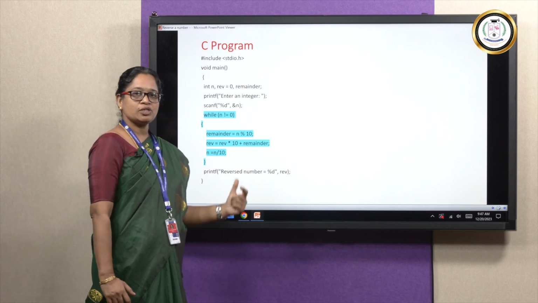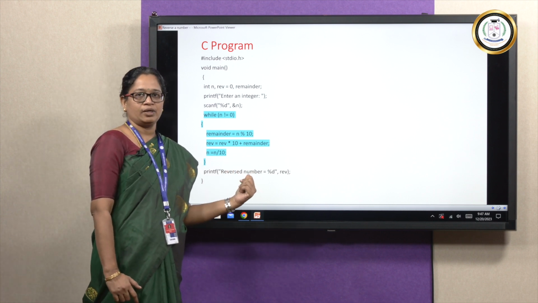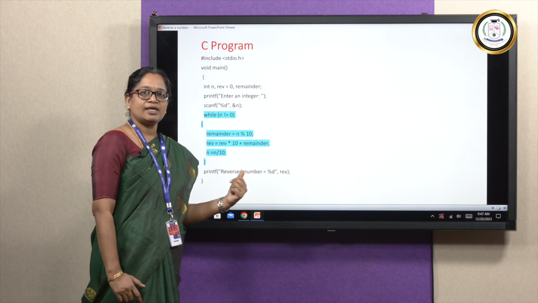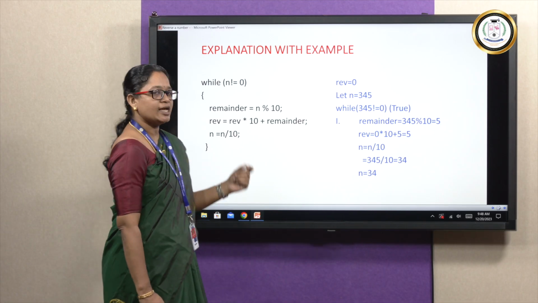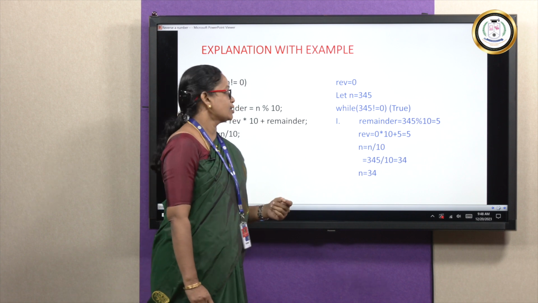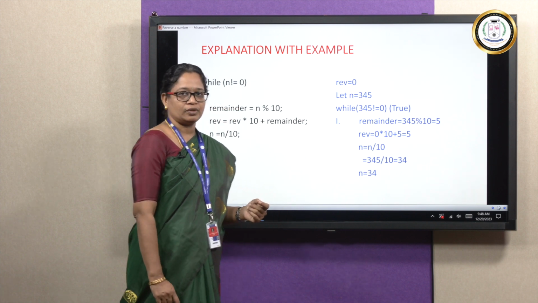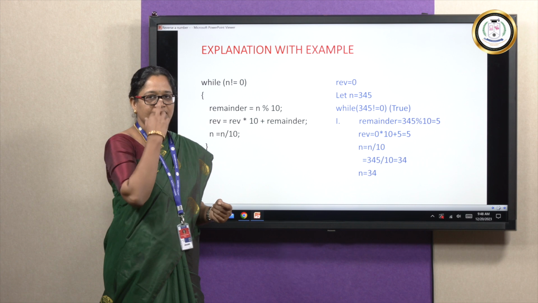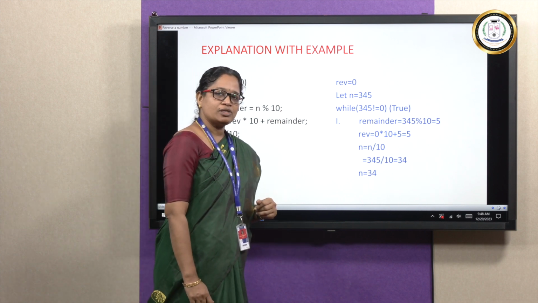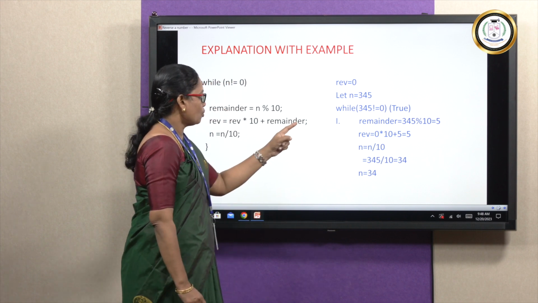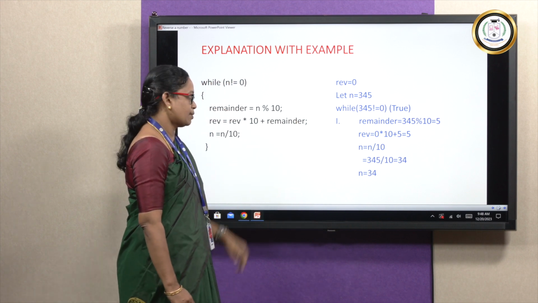Now we are going to see the logic of the program and we are going to work out with an example. So we have taken the core part, while n not equal to 0 and the calculation steps. Now we have taken an example n as 345. The value of n is 345. The initial value of reverse is 0. So now we are going to work out with this example.